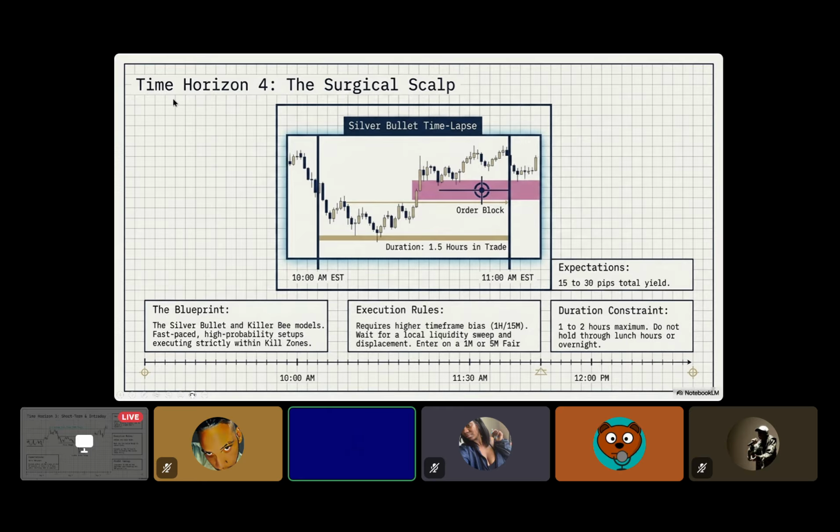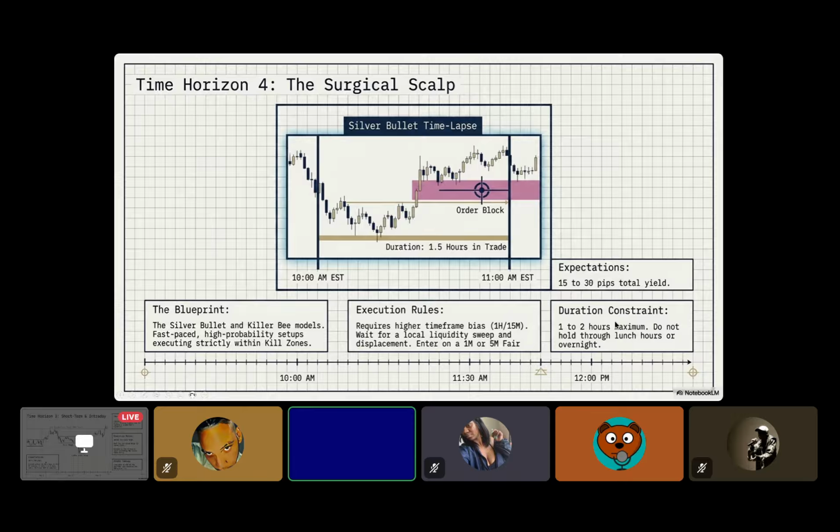Next, we look at the scalpers, the surgical scalper. So here we are, the silver bullet and killer B models, fast-paced, high-probability setups, executing strictly within kill zone times. It requires higher time frame bias from the 1 hour and 15 minute. You want to wait for a local liquidity sweep and displacement, and then enter on a 1 or 5 minute fair value gap. Expectation is anywhere from 15 to 30 pips total yield, and you're gonna go for that.